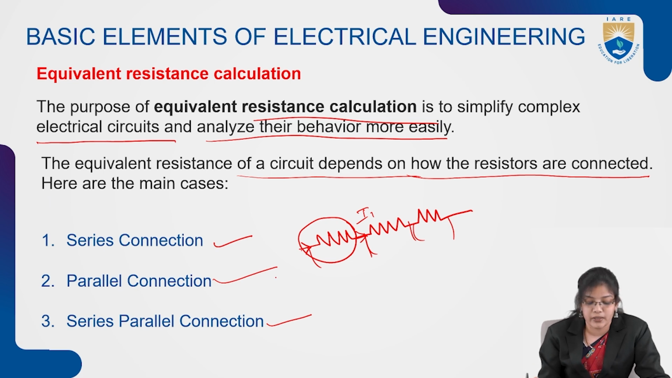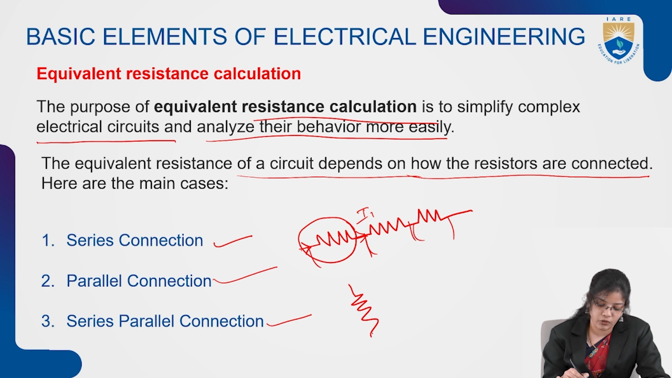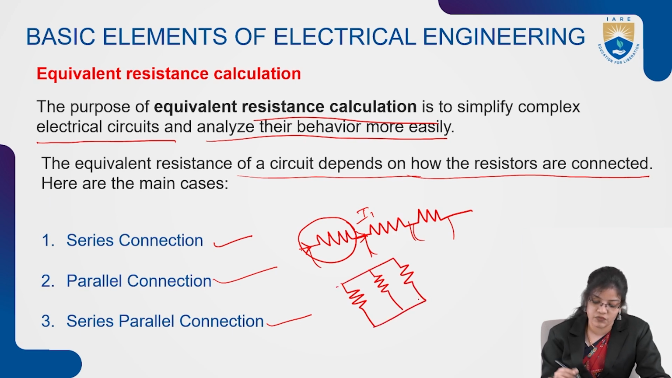In the same way, for the parallel connection, the input of the first resistance will be connected to the input of the second resistance. In this, the voltage will be constant and the current will divide. We have to remember these two points.